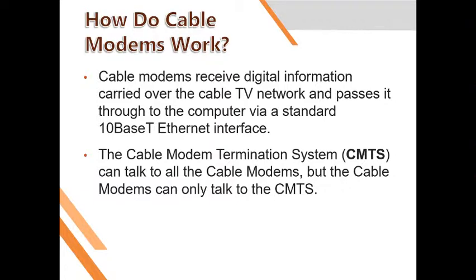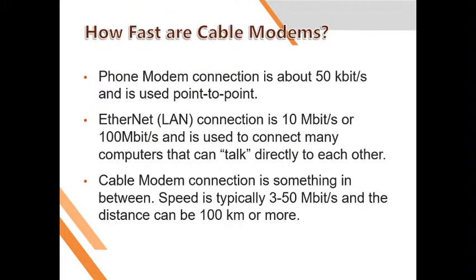Well, how do they work? They receive digital information from the cable TV network and pass it to the PC via a standard Ethernet interface. The cable modem termination system, CMTS, can talk to all the cable modems, but the cable modem can only talk to the CMTS. The speed of various systems varies between the types of connection.